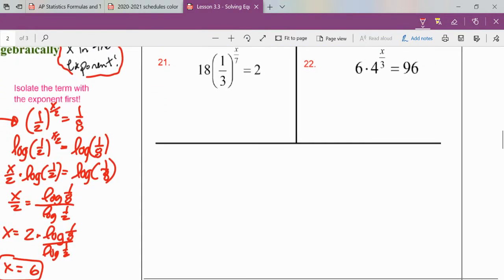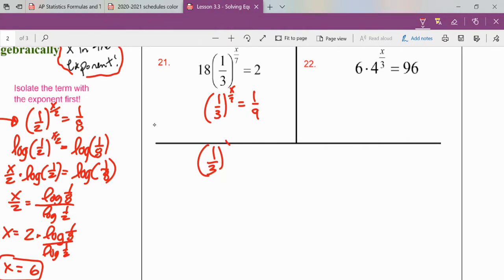It's number 21 here. Again, the idea is to isolate the term with the exponent. So what I'll do is I'll just divide both sides by 18. So I'll have (1/3)^(x/7) equals, and if I divide by 18 over here, that'd be 2 over 18, or reduced, 1 over 9. So this one certainly is, if I look at 1/3 as the base, can I take that to some power to make it 1/9? Absolutely.